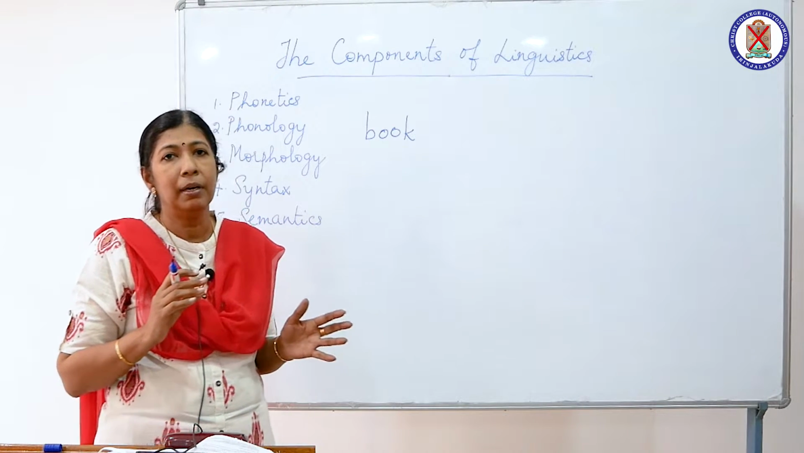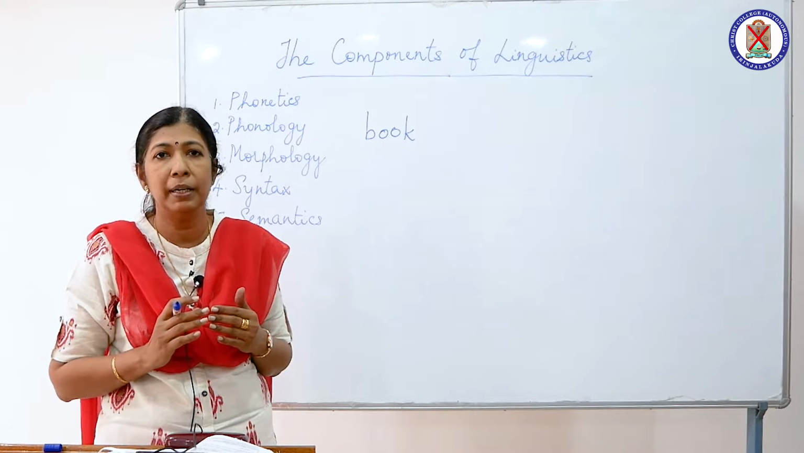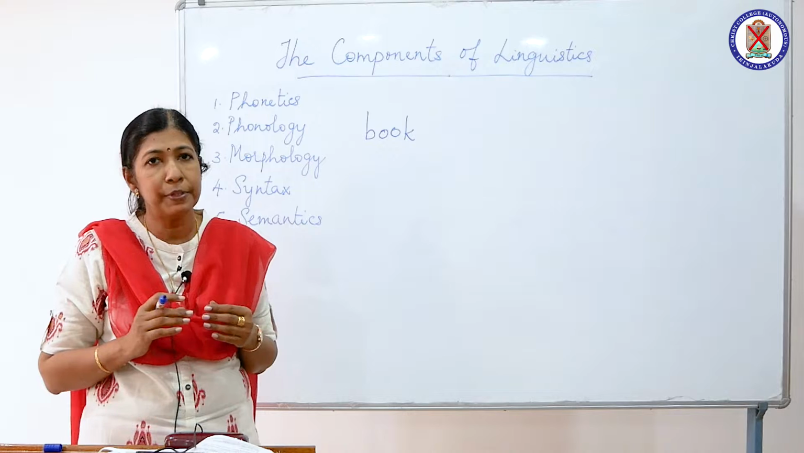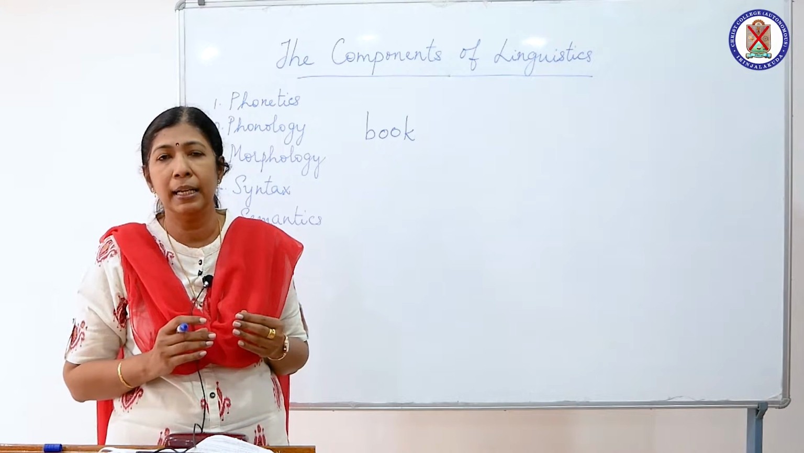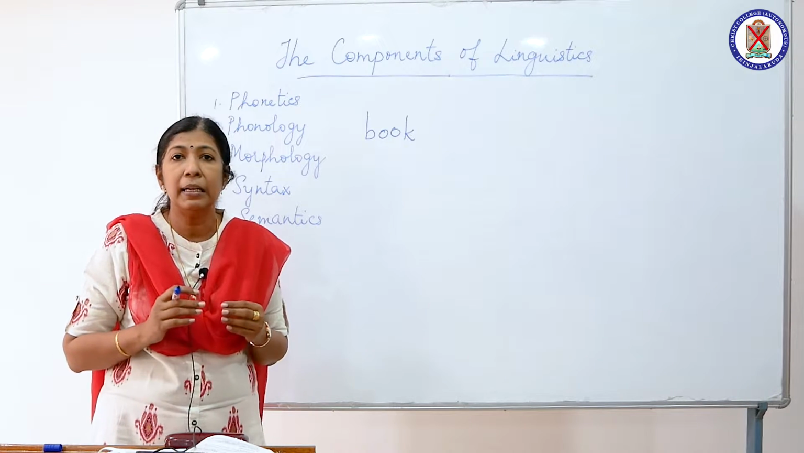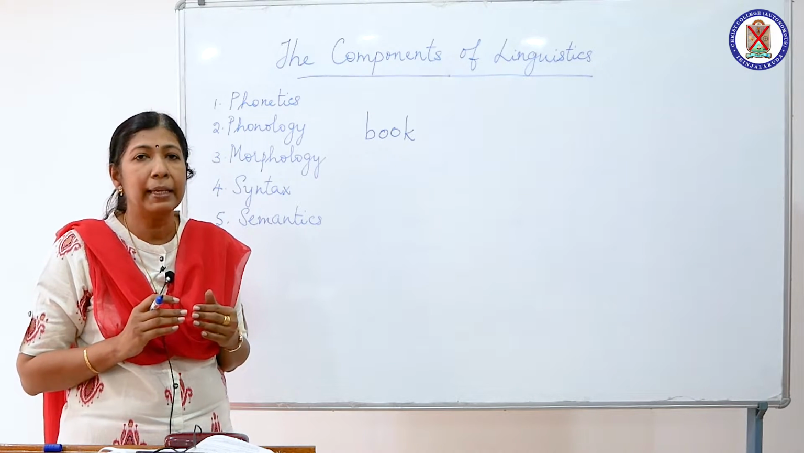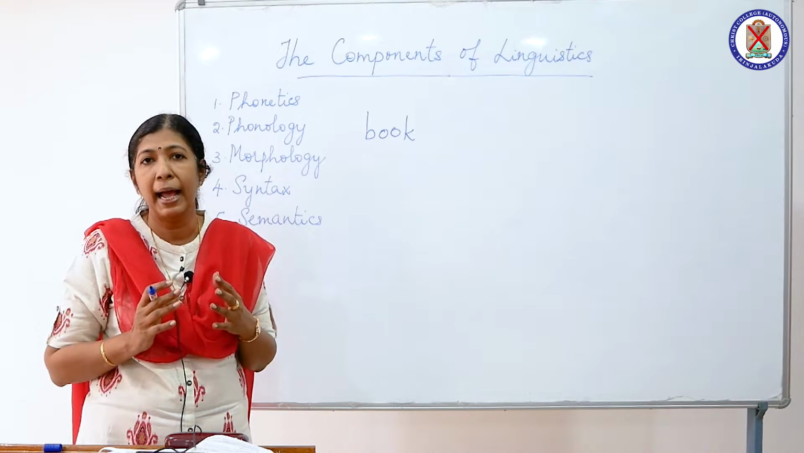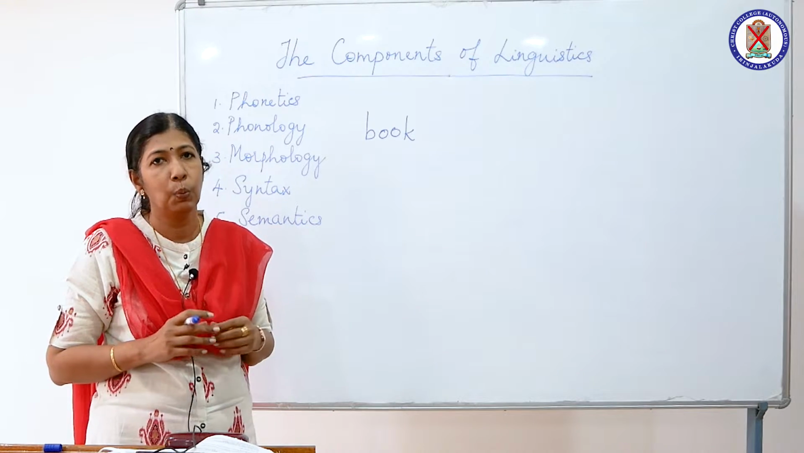So this is an example for a case where there is no correspondence between the spoken word and the letters used to represent that word. The number of sounds in the spoken form of the word don't tally with the number of letters in the written form. In phonetics, we are concerned only with speech sounds. We should not make the mistake of saying that a particular word has these many sounds just by looking at the number of letters in that word.